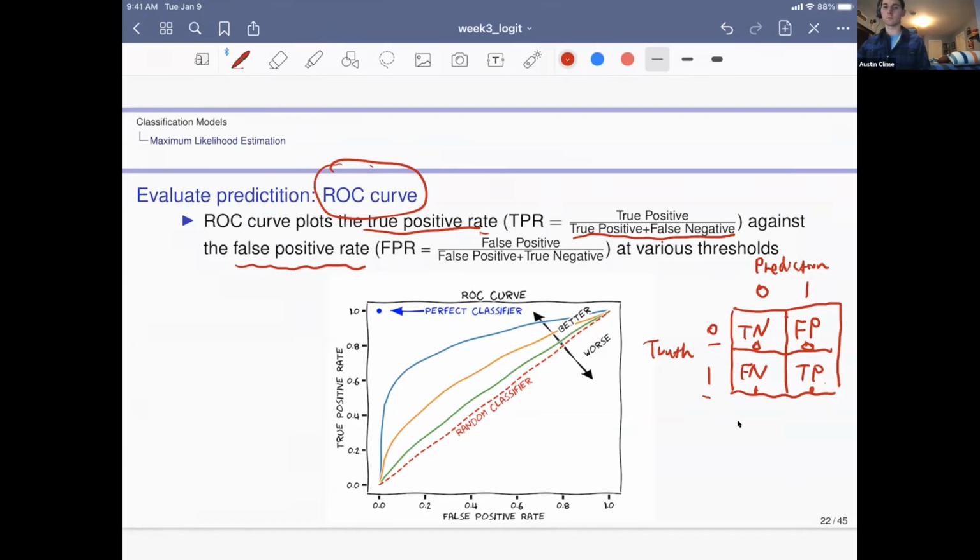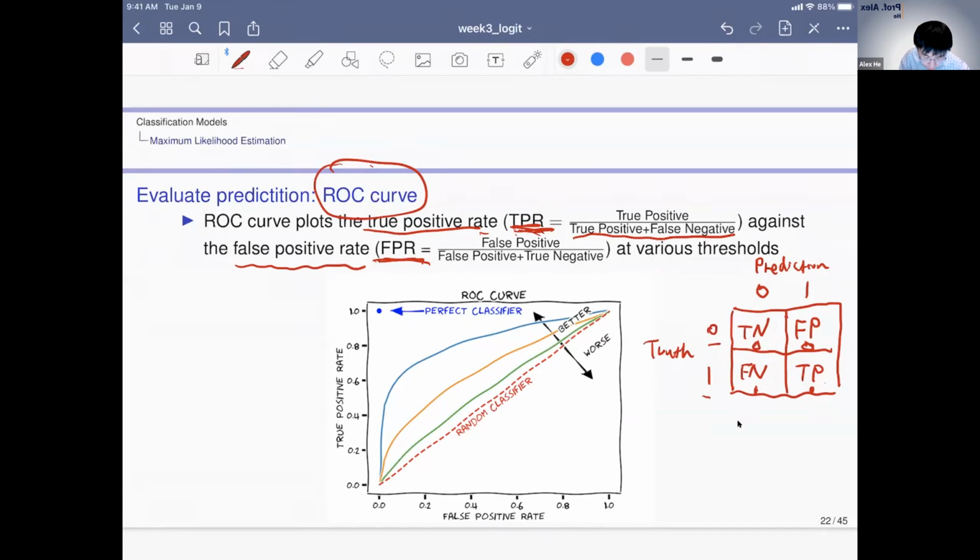A useful prediction will always have the true positive rate greater than the false positive rate. The true positive rate is the probability you predict a positive when it's actually positive, and the false positive rate is the probability you predict a positive when it's actually negative. So a useful prediction should predict positive more often when it's actually positive.